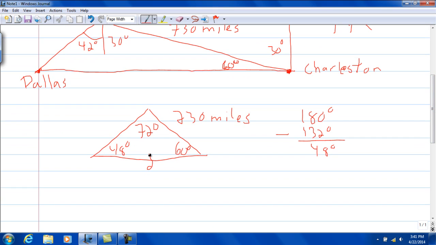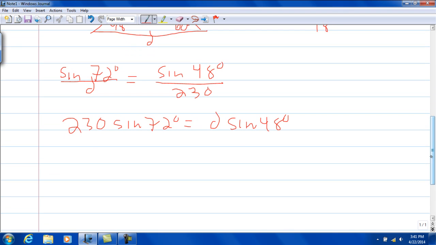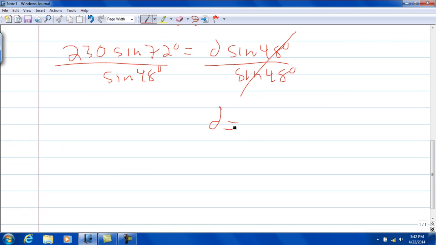So what we're really after is this side down here, this D. And so now we can use the law of sines. The way that's going to work is we'll say, okay, sine of 72 degrees over D equals sine of 48 degrees, this angle here, over the distance of 730. If we cross multiply, we'd have 730 sine of 72 degrees equals D times sine of 48 degrees. And solving for D, we'll divide both sides by sine of 48 degrees, and we'd have that D equals 730 miles times sine of 72 degrees over sine of 48 degrees.